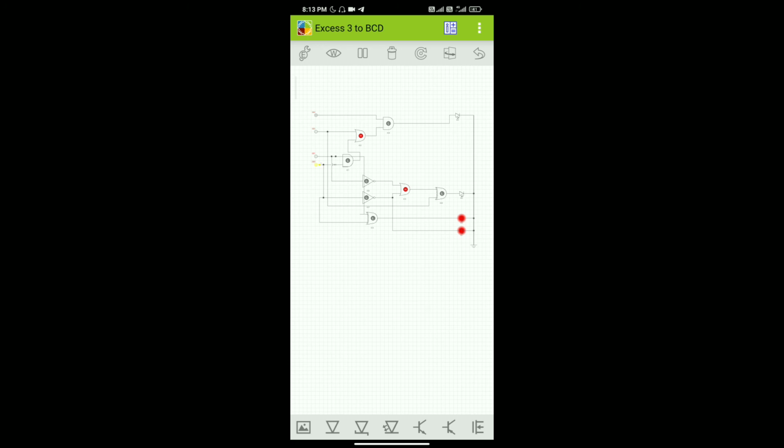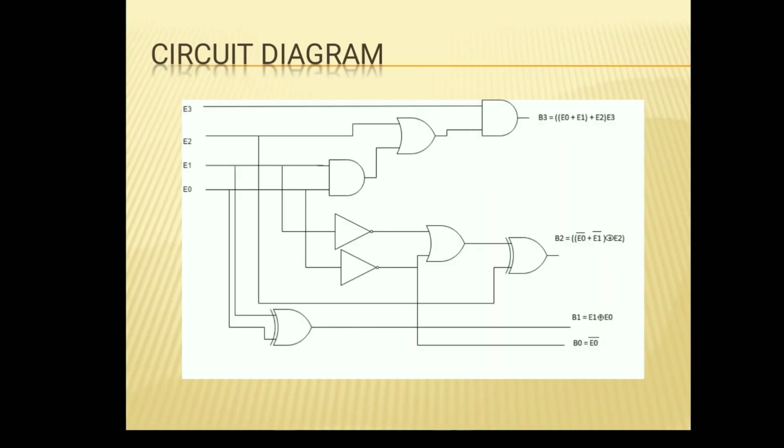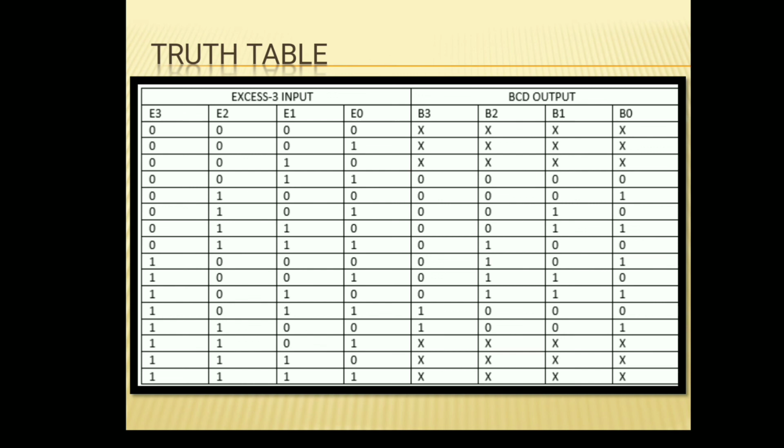Like this, we can set every input of XS3 code, and we can get the BCD value of the corresponding XS3 code. We have implemented the circuit diagram in Electric Circuit Studio. Let's see the truth table of this particular circuit. This is the truth table of XS3 input to BCD output. Try this on your phone and check with this truth table. Thank you.